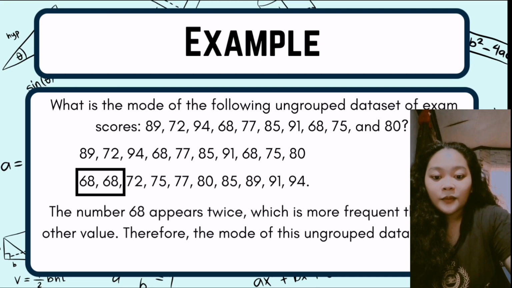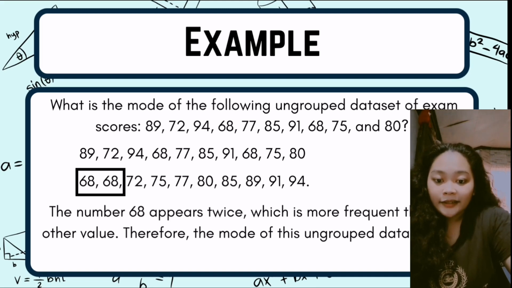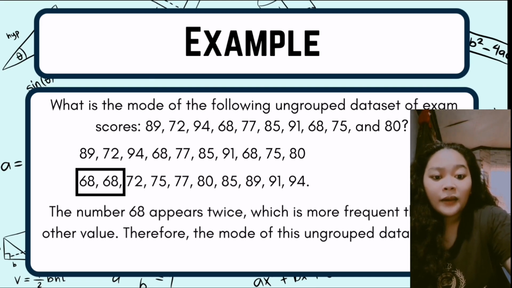So for me to easily get the mode of the data set, I am arranging the given data in ascending order. So it is 68, 68, 72, 77, 80, 85, 89, 91, 94. So we saw that 68 is a mode, or it appears twice. So that is our mode, the number 68 appears twice, which is more frequent than any other value. Therefore, the mode of this ungrouped data set is 68.